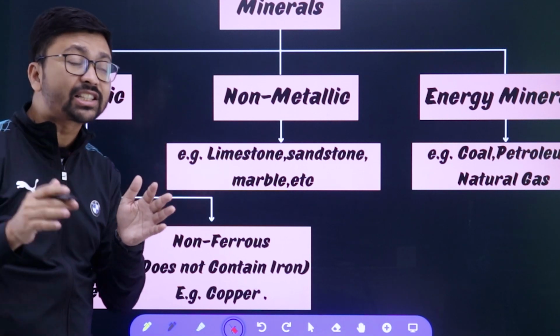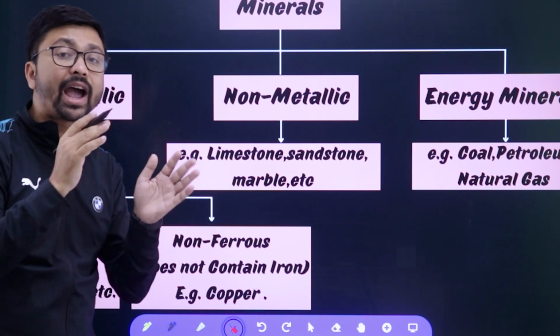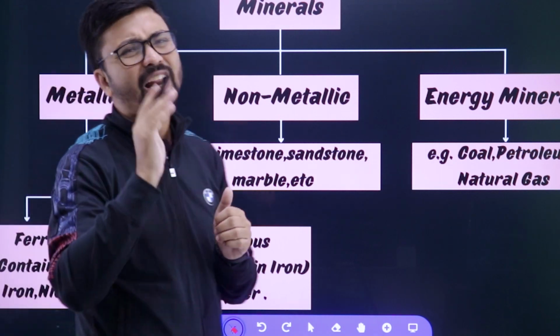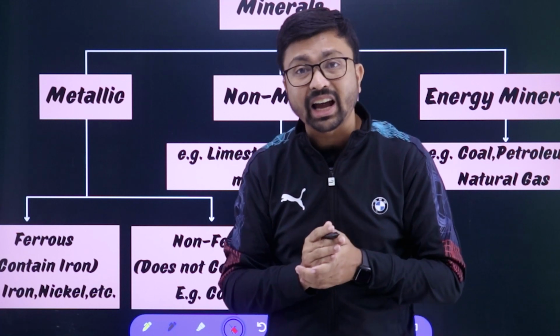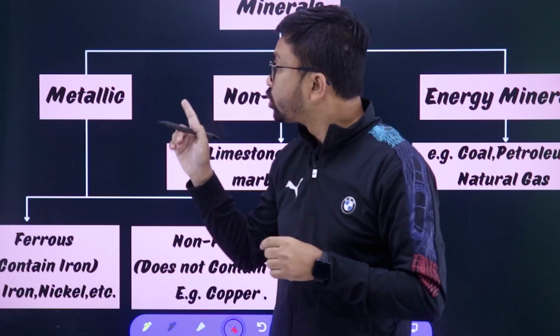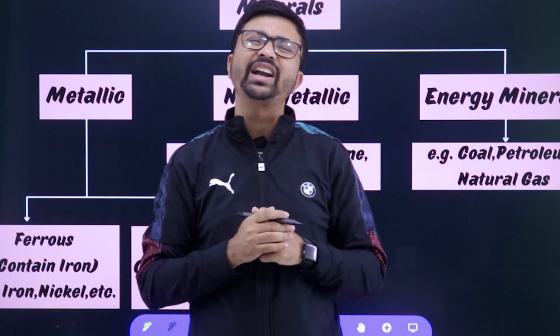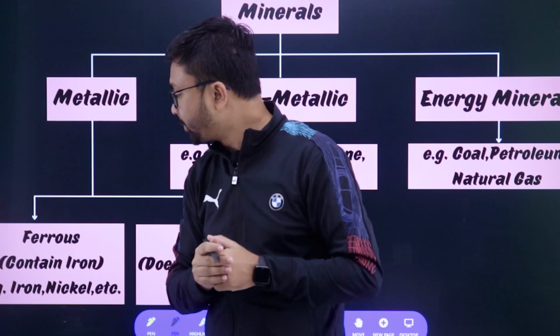Minerals are further classified into 3 categories mainly: metallic, non-metallic and energy minerals. Now what are metallic minerals? What is metal? It is basically ductile and it gives strength, right? It has strength. So those are called metallic. You have studied about the metals in your physics. So those are the characteristics of metallic minerals, right?